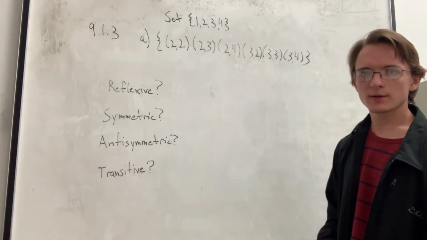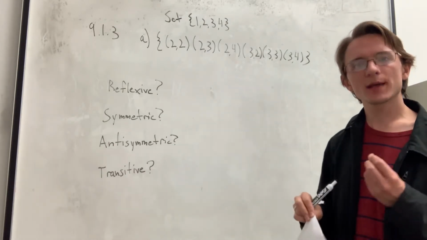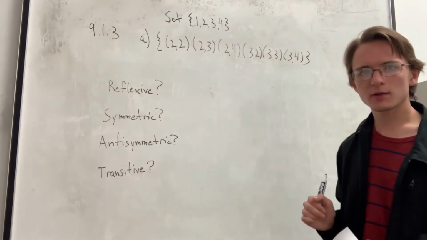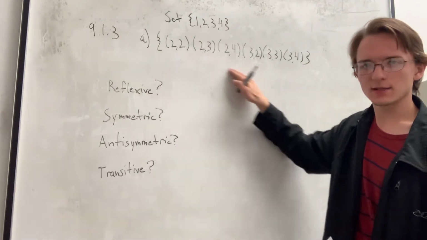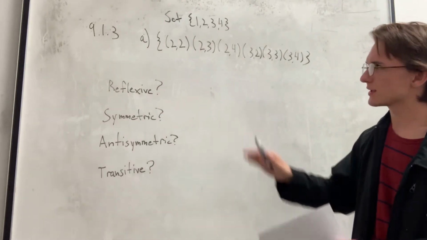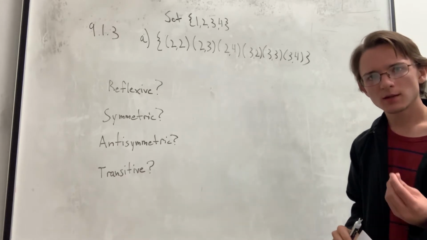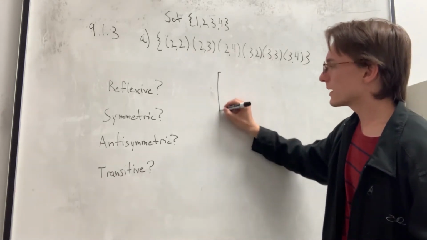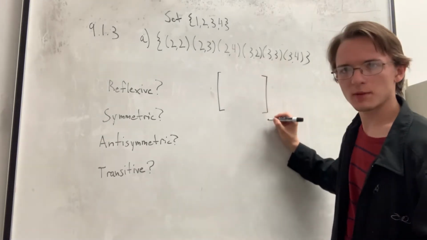So first, it's important to recognize the many different ways we can see a relationship depicted. We can depict a relationship on a set like this, very simply, just the numbers. We can depict it a little more visually as well. We can depict a relationship with a matrix.